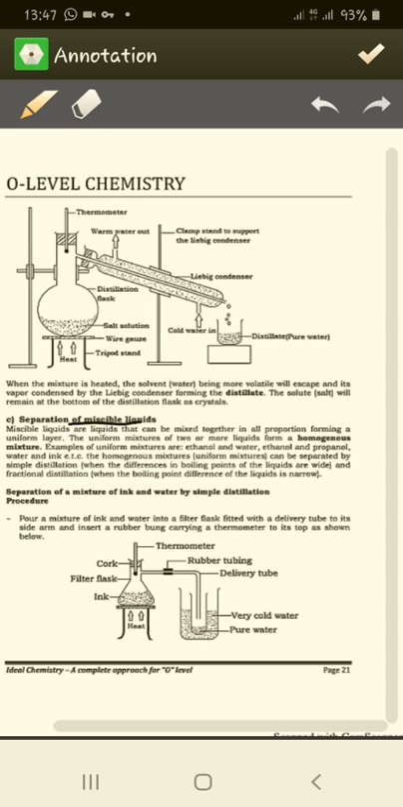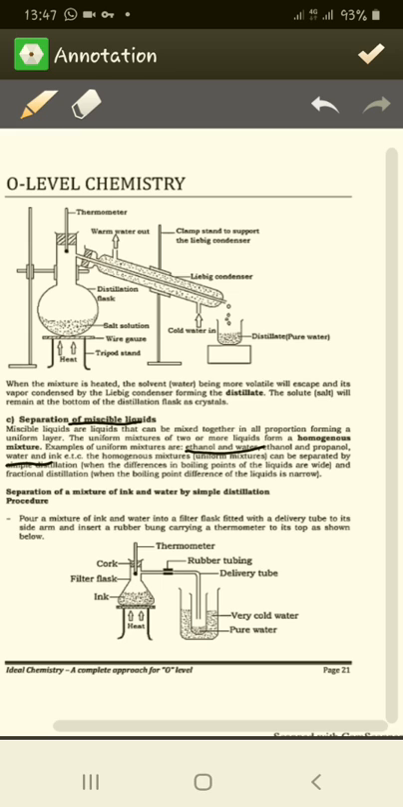Then we have propanol and water. Then ethanol and propanol, all those are alcohols. Then water and ink.